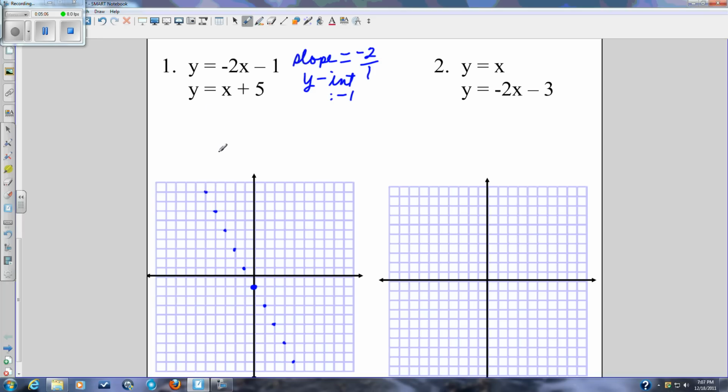So there is our first line. We'll draw the line in just a moment. The other equation, y equals x plus 5, we can put a 1 in front of the x. The slope of that line is 1 over 1. The y-intercept is 5. So let's graph that. We'll start with the point 5 on the y-axis. And the slope is 1 over 1, so go up 1, right 1, up 1, right 1. And continue the pattern in the other direction.